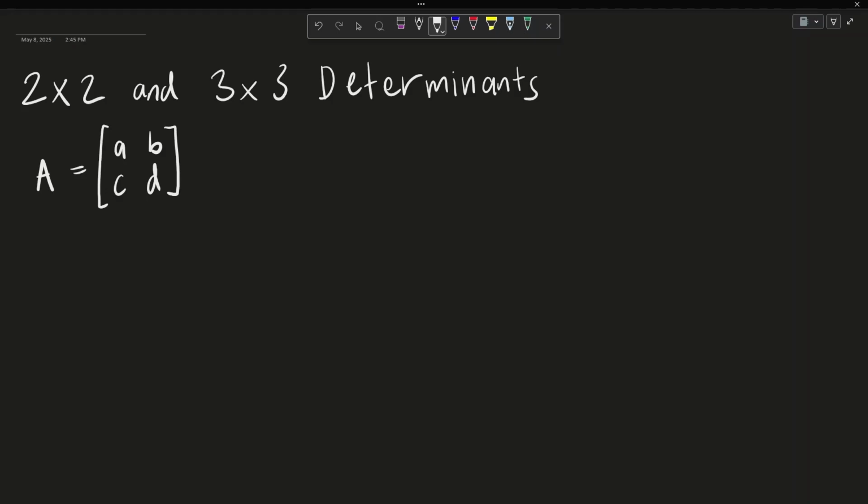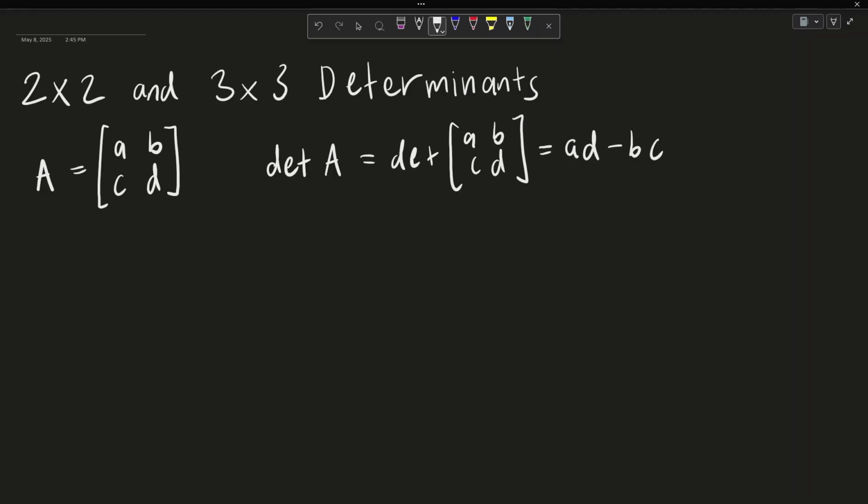If we wanted to find the determinant for the matrix A, which is denoted as det A, or determinant of the matrix itself, we could use the simple formula that is A times D minus B times C. So that is to say, we multiply this entry, the entry in the top left, by the entry in the bottom right, and subtract from that the entry in the top right times the entry in the bottom left. And this is simply how we'd get the determinant for a 2x2 matrix.